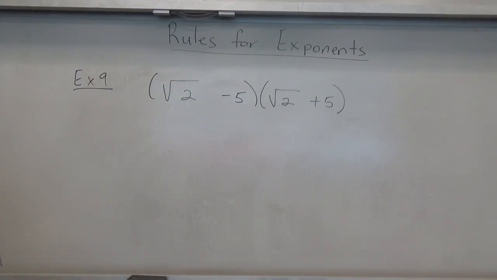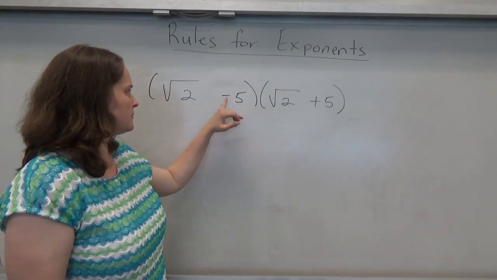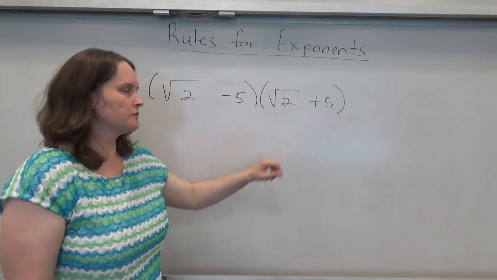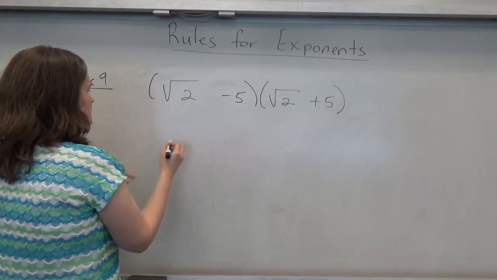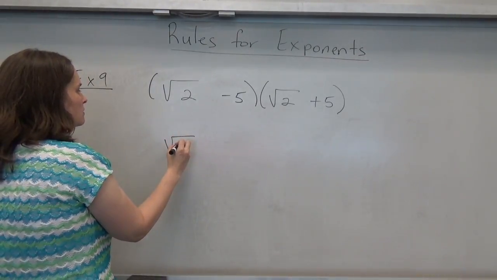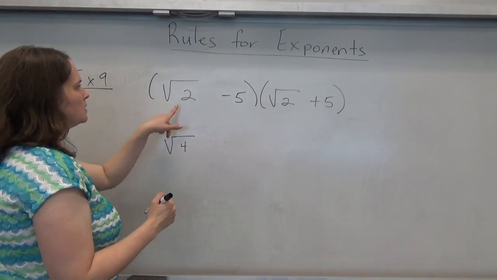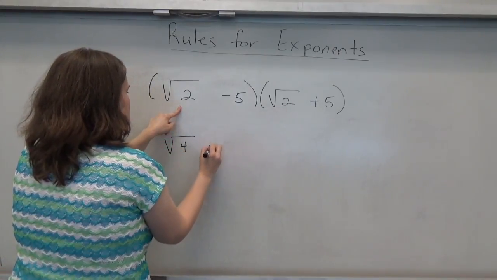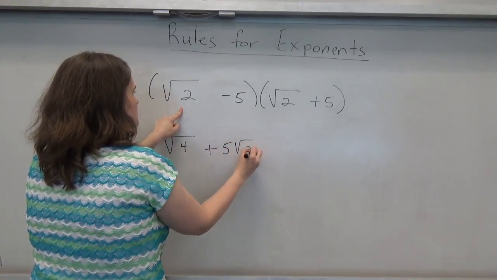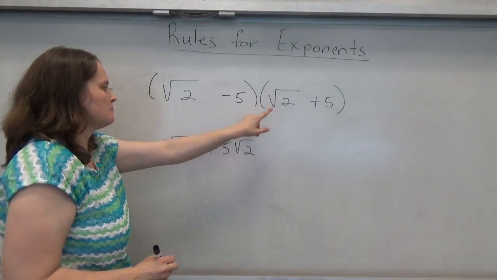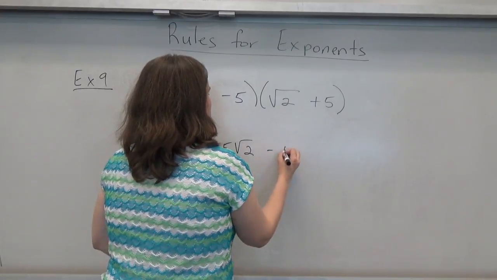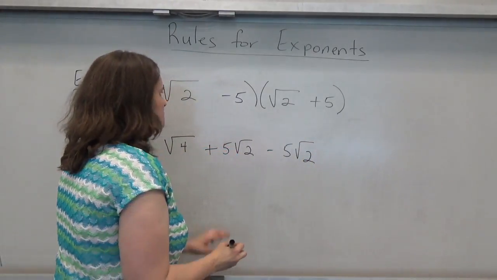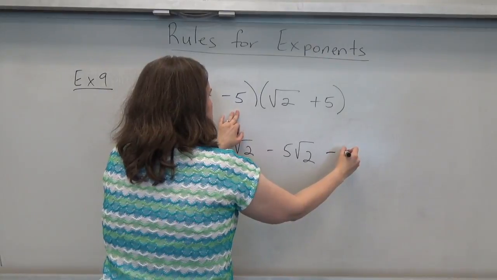Okay, so let's look at another pair of conjugates. Again, everything is identical except for the sign. The two signs are different. So we're going to FOIL these. Square root 2 times square root 2, that's the square root of 4, which is also 2. Square root 2 times 5 on the outside is 5 square root 2. Multiplying the inside terms, we get minus 5 square root 2. And multiplying the last terms, we've got minus 25.